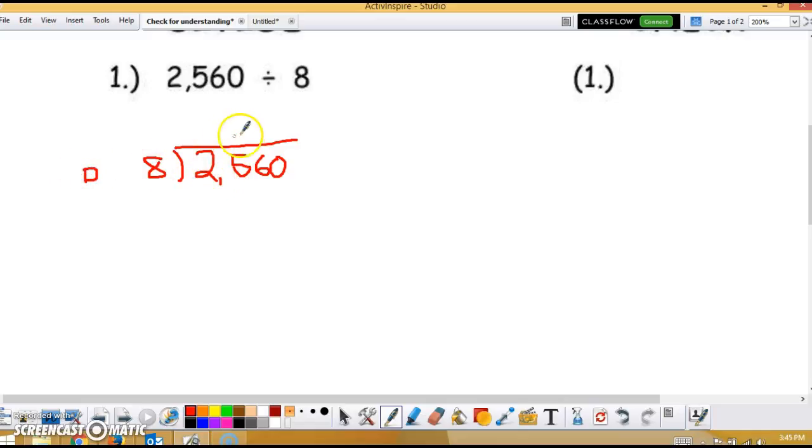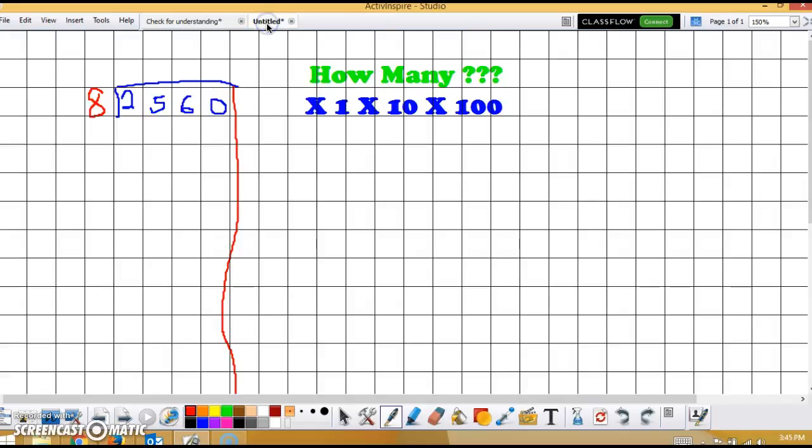8, 16, 24. It goes in 3 times, then multiplying. 8, 16, 24, and put the 24 under here. Then subtracting. Subtract 24 from 25 to get 1. Then bringing down. Bring down your 6 to get 16. Then repeating the whole process again. We used a 2-step process known as repeated subtraction. I'm going to teach it to you now, and I hope that it is helpful for you.